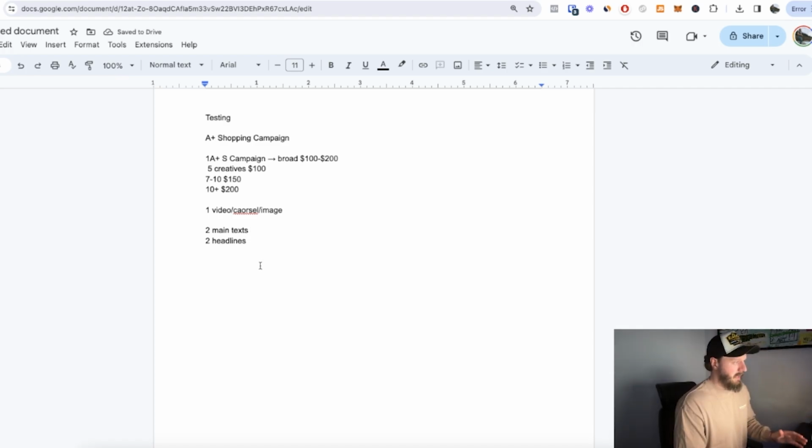So just a quick breakdown. I usually do an Advantage Plus campaign, broad, $150 with 10 creatives. Each of those creatives has 2 main texts and 2 headlines. I generally keep them the same. If I'm testing a new headline or new text, I'll take creatives that I've already used, because you don't want to be testing a bunch of different variables at once.